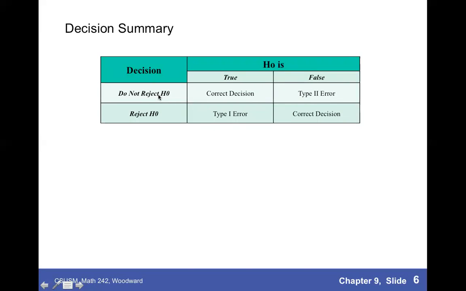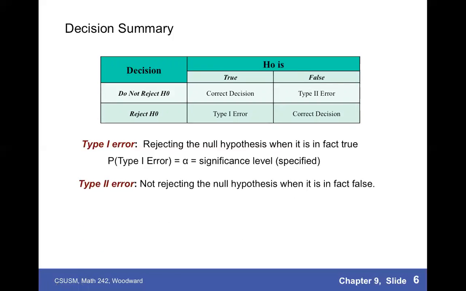If I do not reject H naught, and it's false, meaning I should have rejected it, that's called a type 2 error. And these two other options are correct decisions. If I do not reject and H naught is true, then I've done the right thing. If I reject H naught, but H naught is false, I've still done the right thing. The other two are errors. Okay, so there's the word saying just what I said.